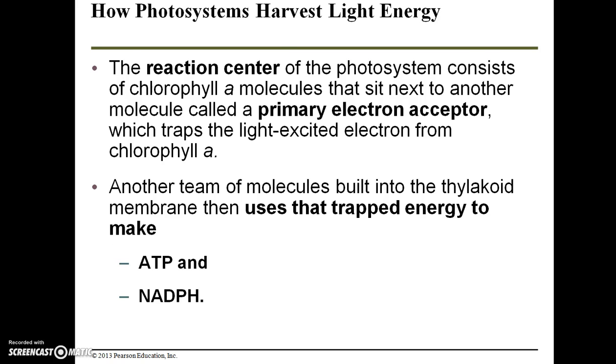The reaction center of the photosystem consists of chlorophyll A molecules that sit next to another molecule called a primary electron acceptor, which traps the light-excited electron from chlorophyll A. Another team of molecules built into the thylakoid membrane then uses that trapped energy to make ATP as well as NADPH.